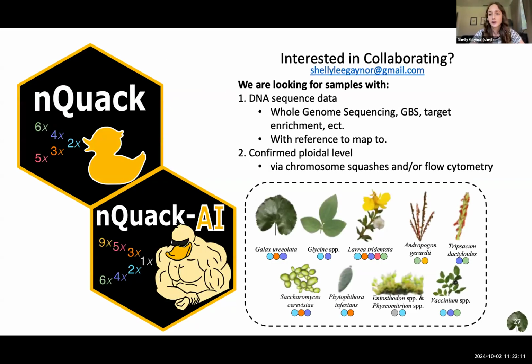So we've already gotten started on our next version, NQUAC AI, and we're looking for collaborators. So far, Andropogon and Tripsacum from Alyssa Phillips has been added to our data set, as well as moths from Matt Johnson, and a ton of Vaccinium from the UF Blueberry Lab and from Andy Crowell. But if you're interested in joining and you have DNA sequence data with confirmed ploidy level, please reach out. We'd love to include you on our next edition of this method and hope to not do flow cytometry in the future.